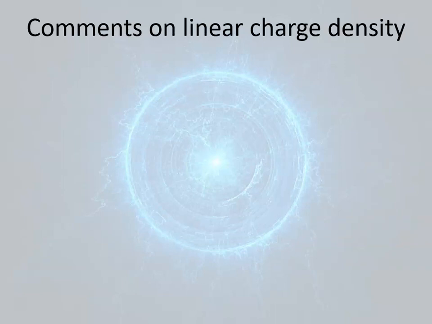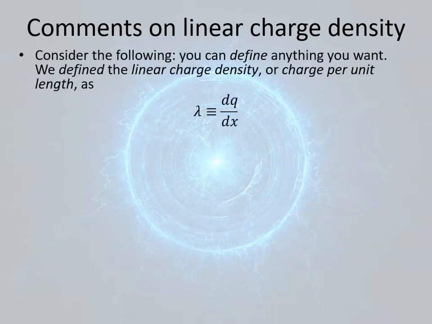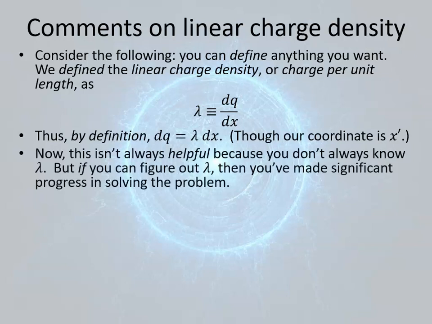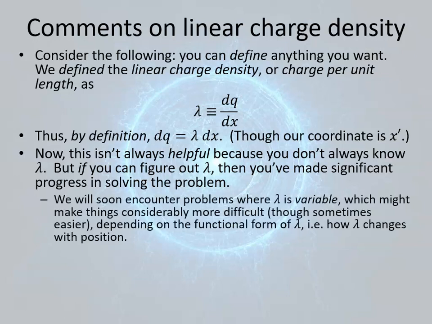So, what about this linear charge density? As I mentioned before, the definition of linear charge density is just dq/dx, or dq/ds in some arbitrary coordinate space. So because of that definition, we have that dq is lambda dx, and in this case our coordinate is x prime. Now, the reason I mention this is because a lot of times you'll need to keep this in mind if you don't have a constant charge distribution.